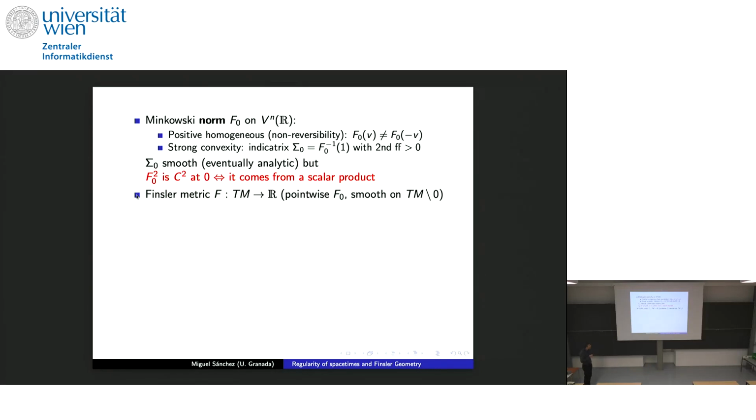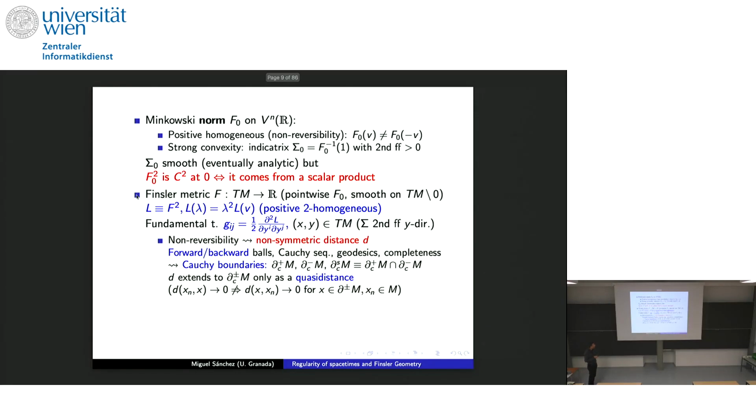In a Finsler metric, we put a pointwise Minkowski norm in a smooth way on a manifold. Typically, we use the square of the Finsler norm, which is positively homogeneous, and the Hessian of this square, up to a factor of one half, at each tangent space is called the fundamental tensor and provides the second fundamental form in each direction. As a consequence of non-reversibility, the distance induced by the Finsler metric may be non-symmetric, and then one has forward and backward balls, Cauchy sequences, geodesics, completeness. So it is not the same thing to go from the center to the point than the other way around.